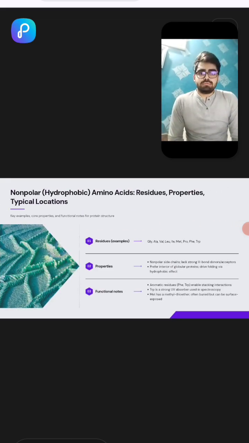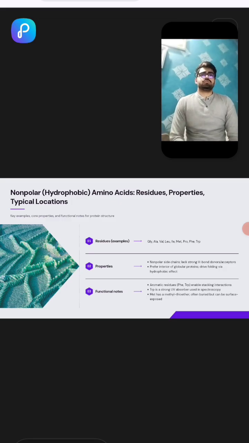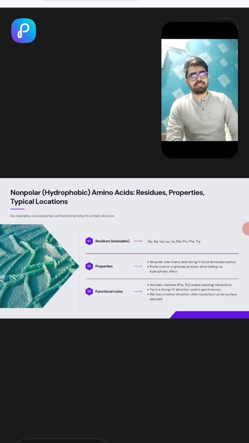Now, what are the types or classifications of amino acids? Basically, the first type we have is the non-polar one. Non-polar amino acids: residues, properties and typical locations. Key examples. Residues are basically the amino acids that are left. Examples: glycine, alanine, valine, leucine, methionine, proline, tryptophan.